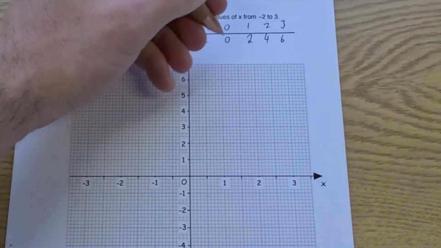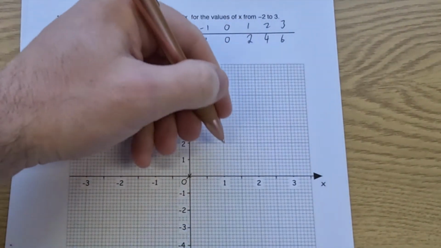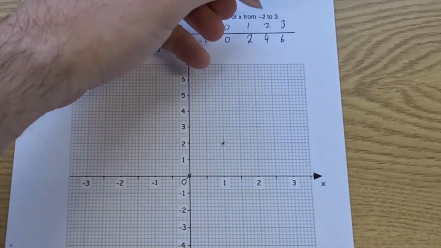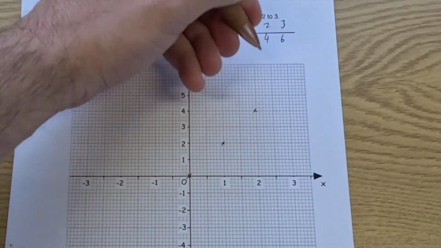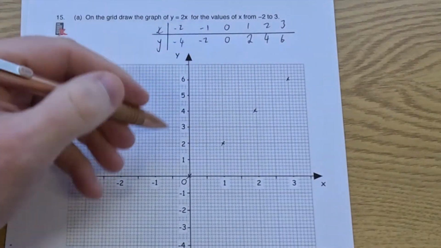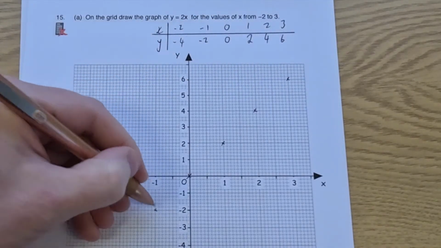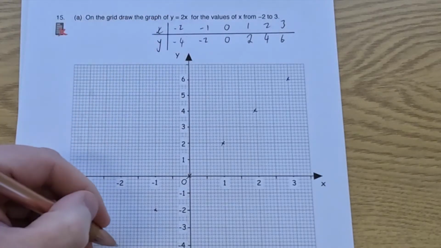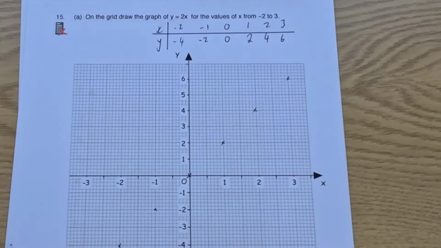So let's plot them: the origin, 1, 2, so 1 across, 2 up. 2, 4: 2 across, 4 up. 3, 6: 3 across, 6 up. Negative 1, negative 2 would be there, and negative 2, negative 4 would be there. So we've plotted our points.